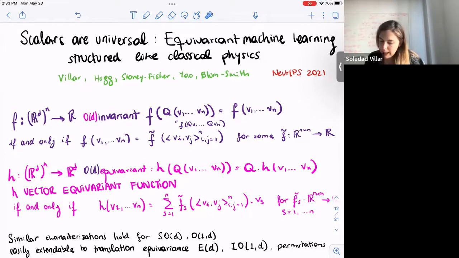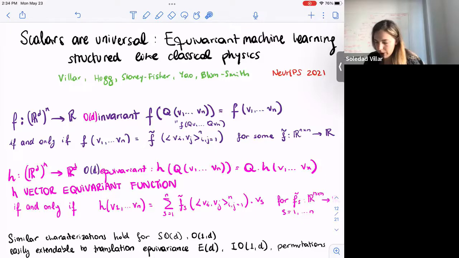I wrote it for OD, but similar characterizations will hold for the special orthogonal group, the Lorentz group, etc. And this characterization can be easily extended to translations as well, because you can write the functions in terms of the vectors where you subtract the center of mass, or maybe you use the pairwise distances between the inputs. The Poincaré group includes translations and Lorentz transformations, and you can extend this also to make it permutation invariant as well.